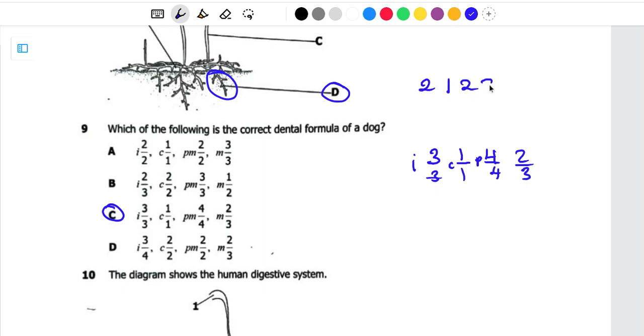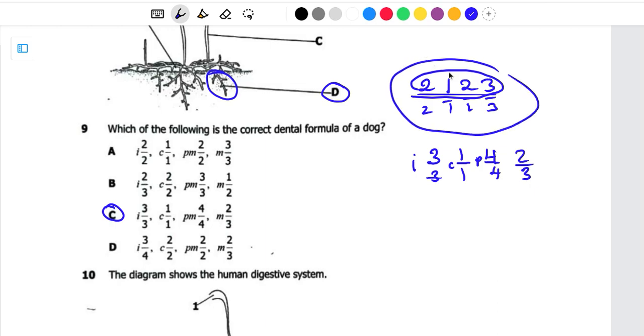So it is 2123. When you remember this number, we always start with the incisors, canine, premolar and molars. In this case, you're going to have 2 here, 1 here, 2 here, and 3 here. So we have incisors, canine, premolar and molars. This is the dental formula of a human being.